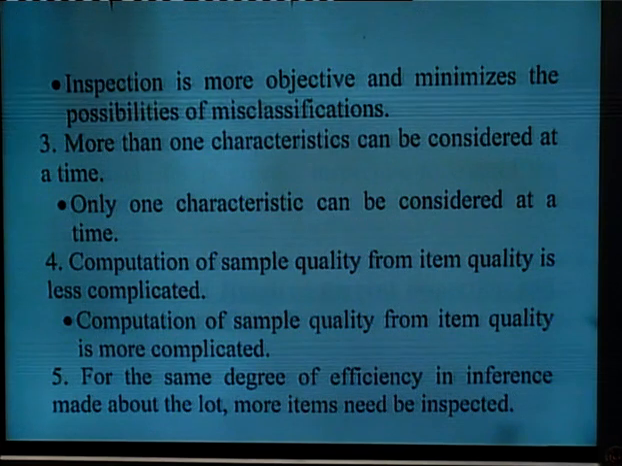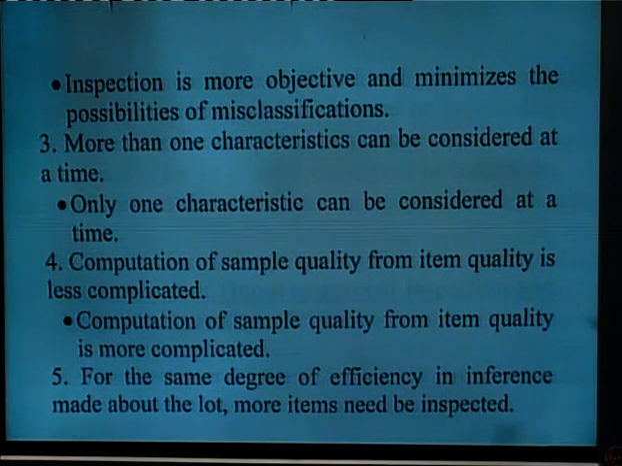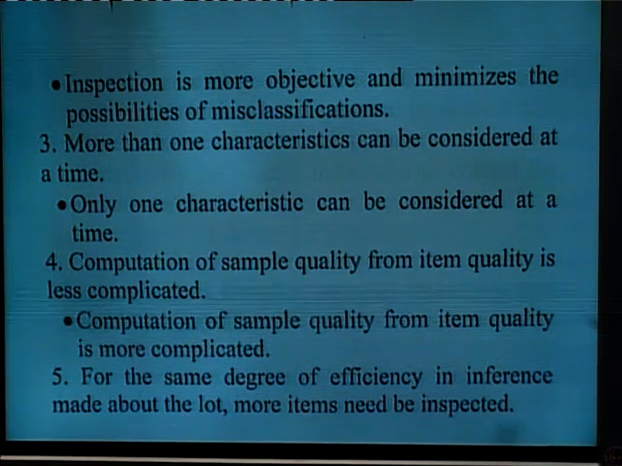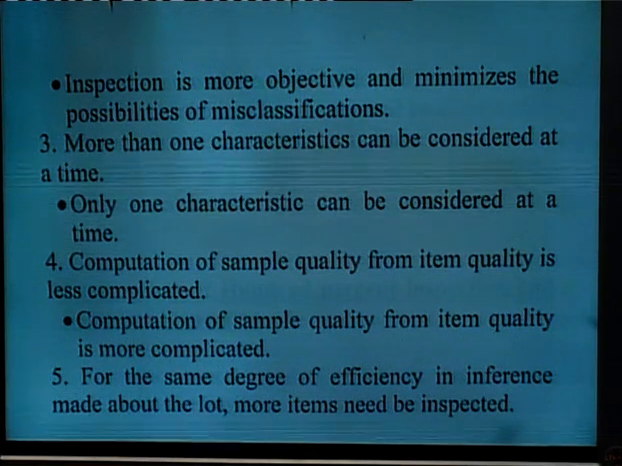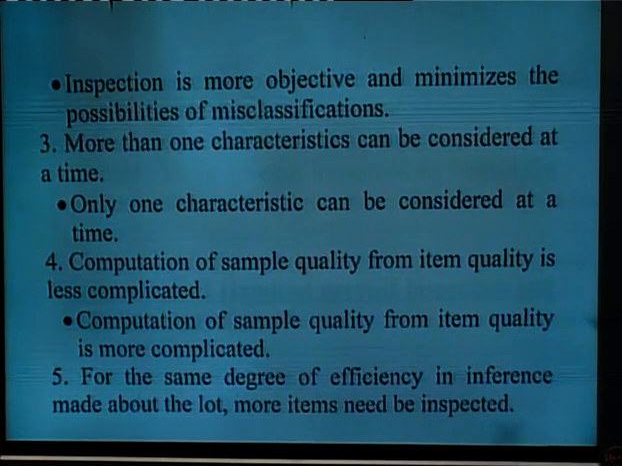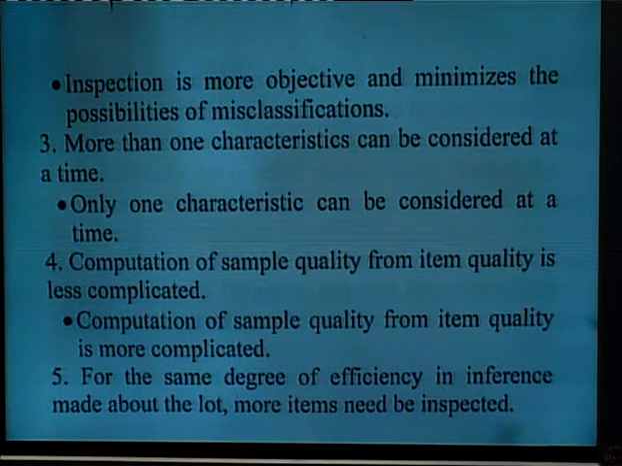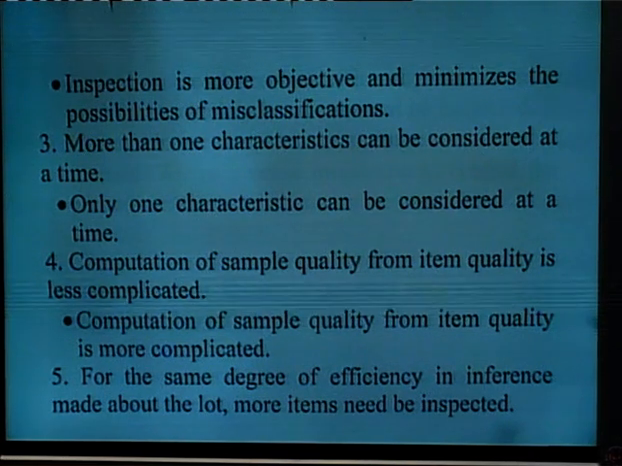Third point, in case of inspection by attributes, more than one characteristic can be considered at a time, because we do not use any instrument. And in case of inspection by variables, only one characteristic can be considered at a time, because we use some instruments to measure the different characteristics. So, at a time only one characteristic can be considered.